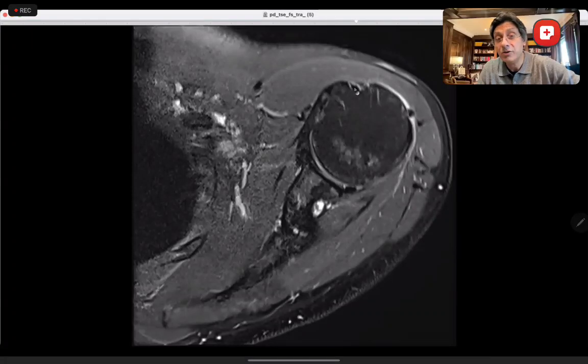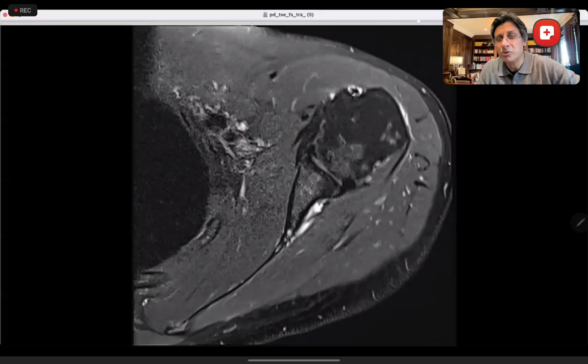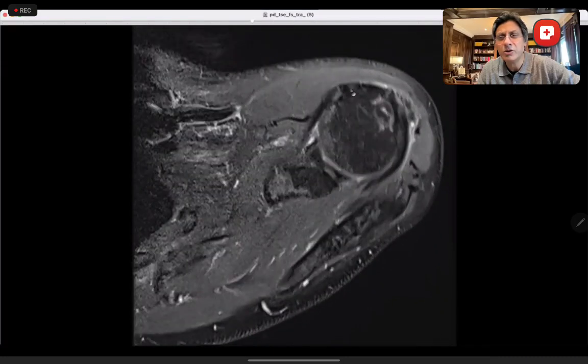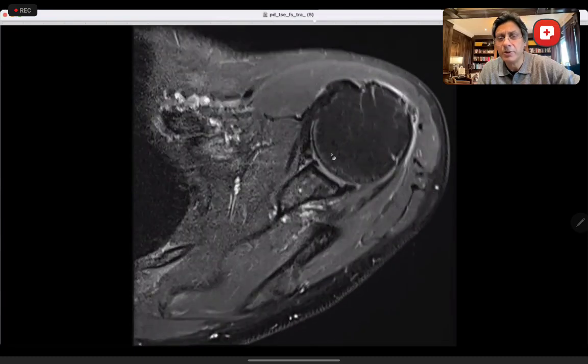What about the biceps tendon? Looks nice and normal. Follow the biceps tendon. There's a little bit of fluid, which I'm not too worried about. Follow it up, see where it goes. It goes here. So that's the long biceps tendon. So I'm happy with that.